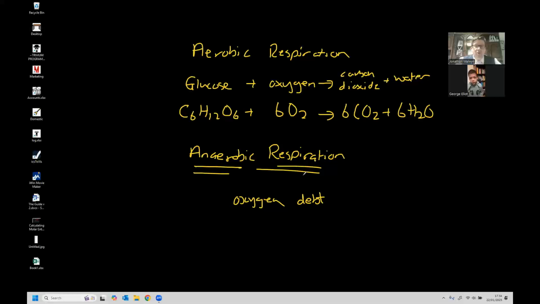You see, the flames and stuff like that are just lots of gases that are formed when you burn something in the air. But if you burn it in your muscles, you don't get all of those gases floating around. What you get is carbon dioxide and water.